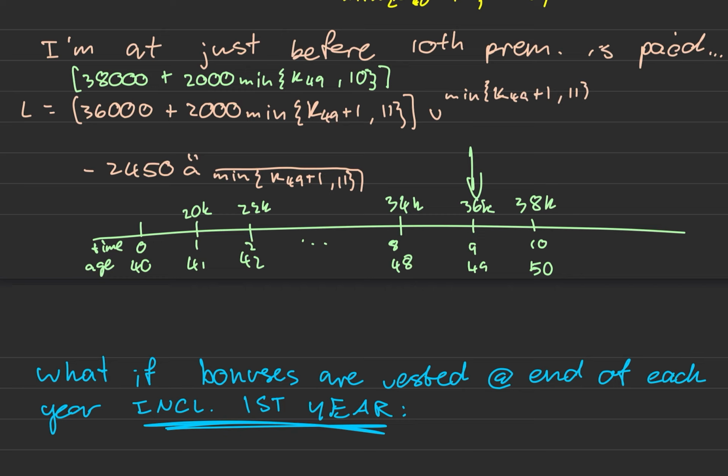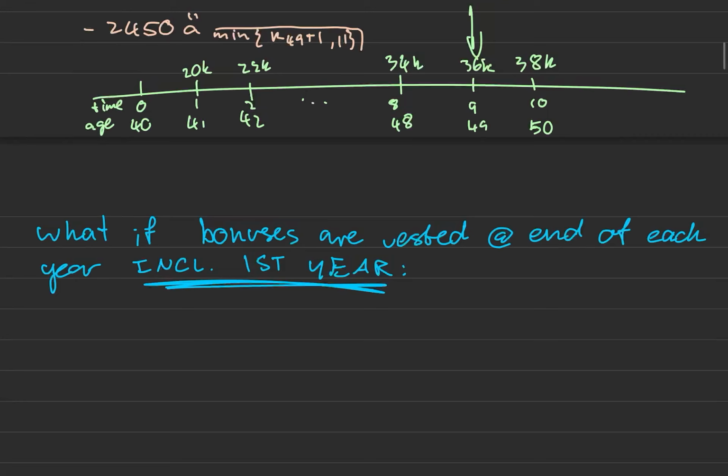But if these bonuses are vested at the end of each year, including the first, then technically that becomes 22,000. The sum assured at that point is 22,000. So the first increase happens in the first year, second increase in the second year, third increase in the third year, 20th increase in the 20th year. 20 increases now, not 19. The difference is that I'm including bonuses from the first year. They vest from the end of the first year. It doesn't affect my death benefits, but it does affect my survival benefit.